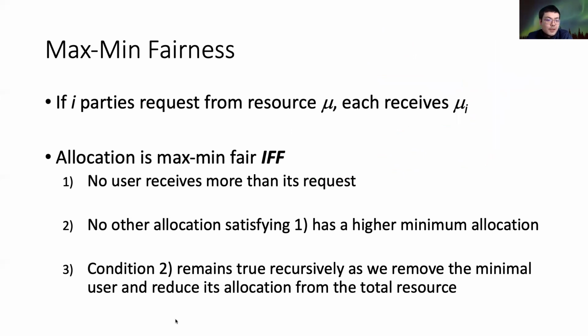More formally, we say we want to achieve so-called max-min fairness. The allocation is max-min fair if and only if there are three requirements. First, no user receives more than its request. This is because, as I said, if I only have 2 packets, I just send 2 packets. If you allocate 4 packets total, then I will be wasting these 2 quotas. I should allow other people to use it because I don't have more packets to send. The second criterion is that no other allocation satisfying 1 has a higher minimum allocation.